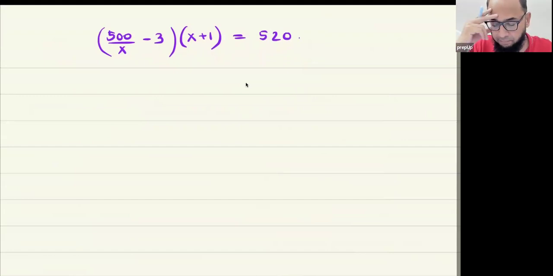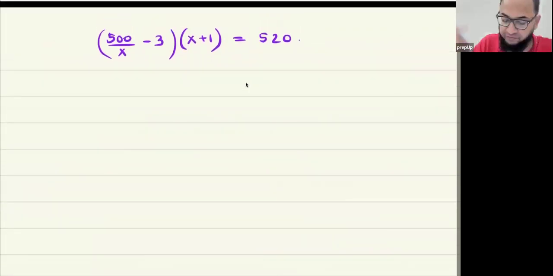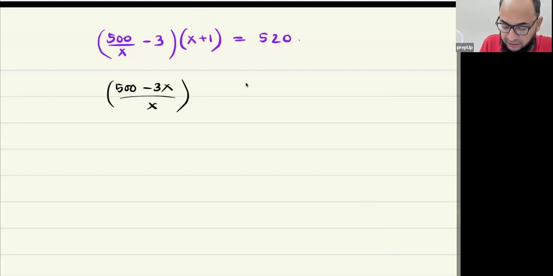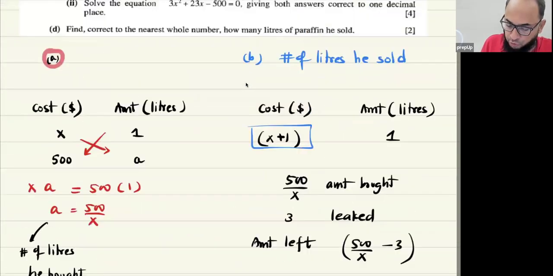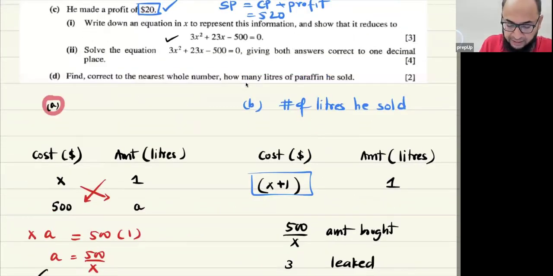And this time, let's solve this out. So this is 500 minus 3x over x, that's the LCM of this part, into x plus 1 is equal to 520. And let's cross multiply. 500 minus 3x bracket x plus 1 is equal to 520x. And we have the equation over here. That is what we should get.